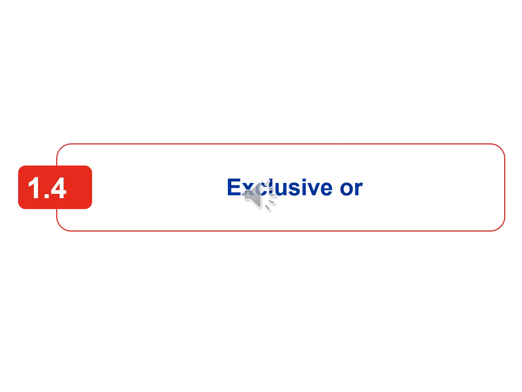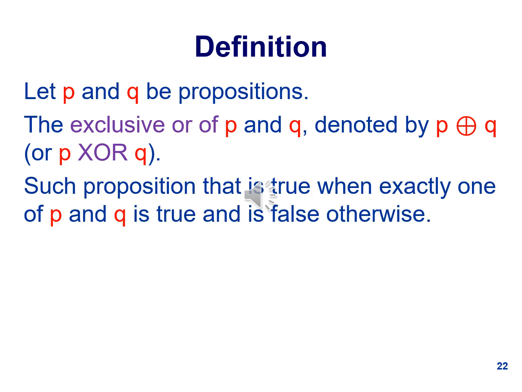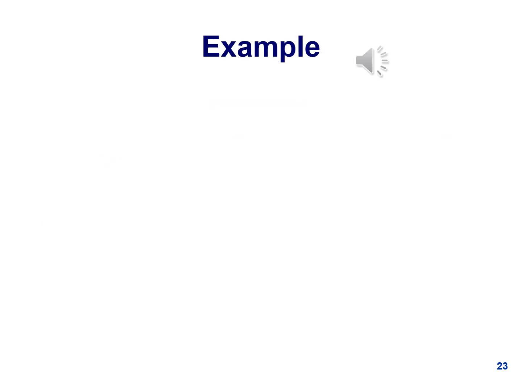Exclusive OR. Let P and Q be propositions. The exclusive OR of P and Q, denoted by P exclusive OR Q or P XOR Q, is the proposition that is true when exactly one of P and Q is true and is false otherwise.